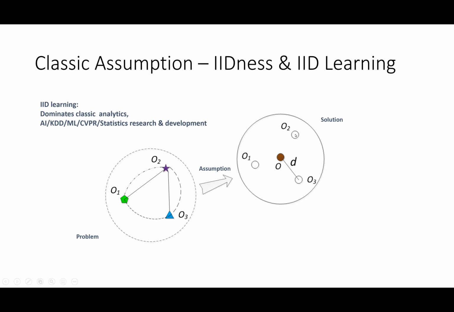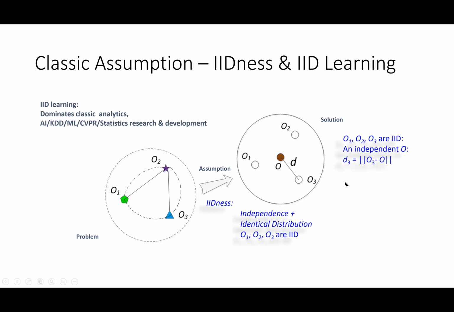And then second is that they are IID, drawing from the same distribution. So basically we assume they follow the same distribution and they are independent. Independent means you draw one sample O1, it won't affect O2, right? So they are independent. And then the whole learning problem is to learn based on these IIDnesses in the original problem, and we then learn an objective function.